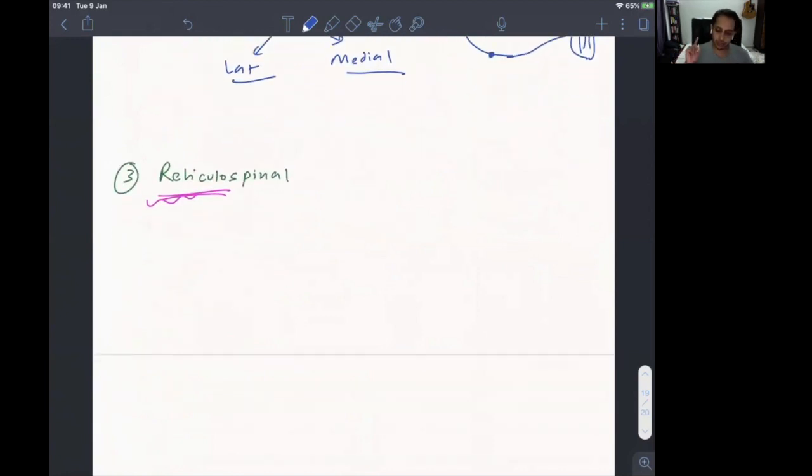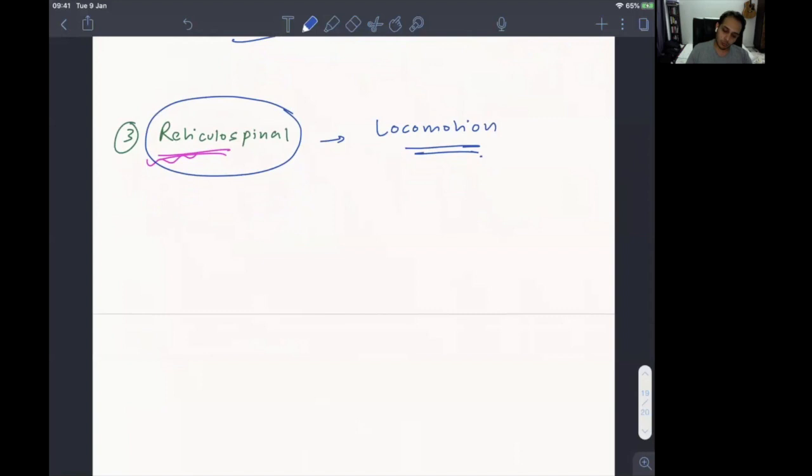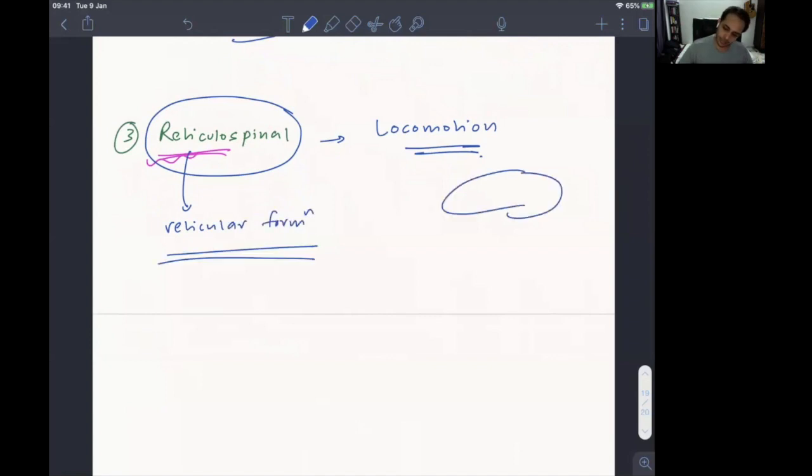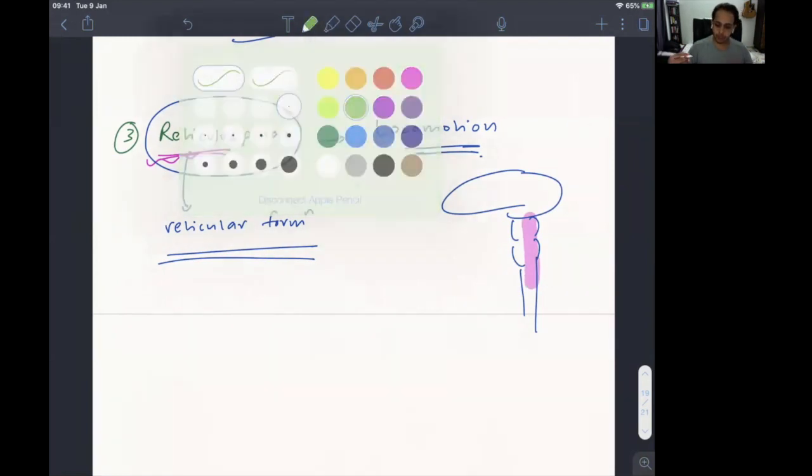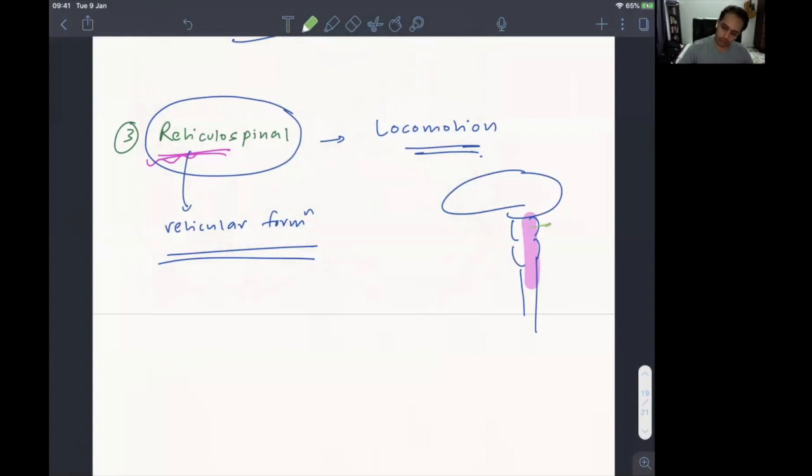Now, in locomotion, that is in gait, the main tract that we want to talk about is reticulospinal, because this is primarily for locomotion. Now, where does this come from? So the word reticulo means it is coming from the reticular formation. The main concept of reticular formation is that it is spread out over the brainstem. And the primary role of the reticular formation is consciousness.